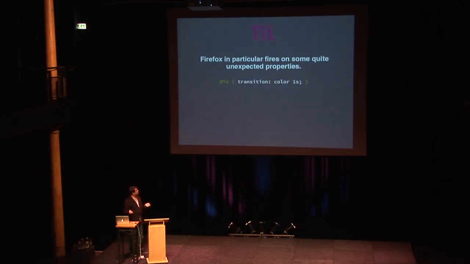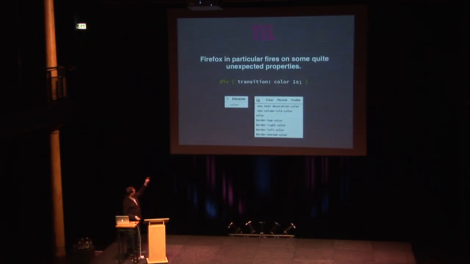If you transition the color, for example, and this is what happens in Chrome, you get returned the color property. But if you do that in Firefox, you get returned the text decoration color, the column rule color, the border top color, right, left, bottom color. So it fires on 7 events, which is, again, logical. They're all color-based. I guess it does make sense. I just wouldn't expect them to be fired at that time.